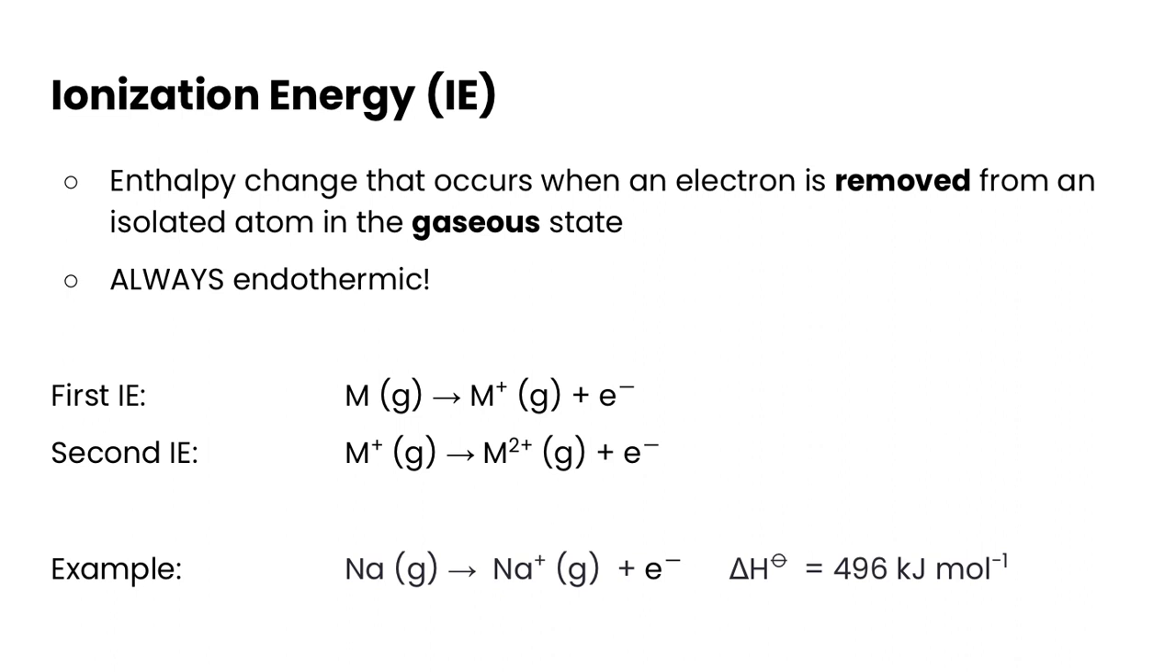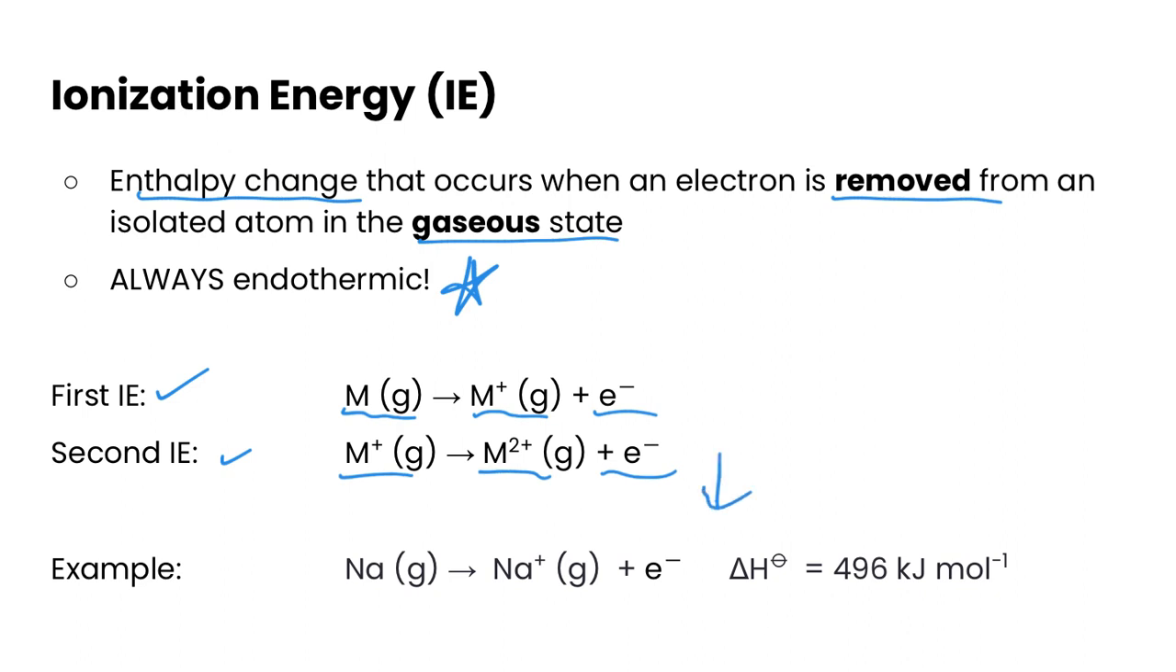The next one we have is ionization energy. So this is the enthalpy change that occurs when an electron is removed from an atom in the gaseous state. It is also always endothermic. And we can have successive ionization energies. So for example, we could take M and react to give an M plus electron. That would be the first ionization energy. The second ionization energy would be taking that positively charged ion and removing another electron to make the 2 plus ion, and so on and so forth.